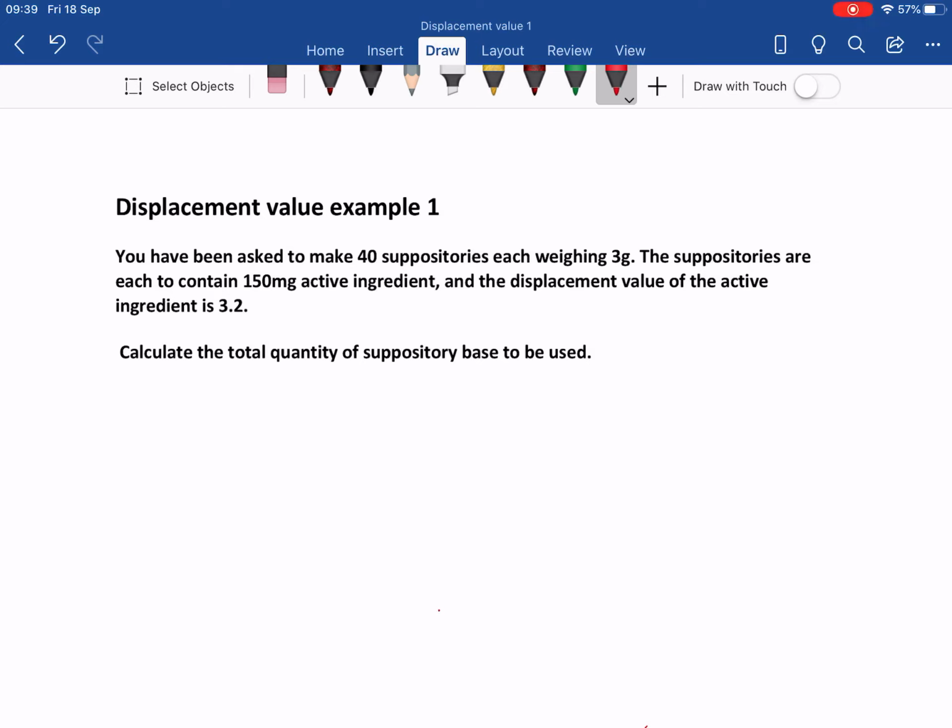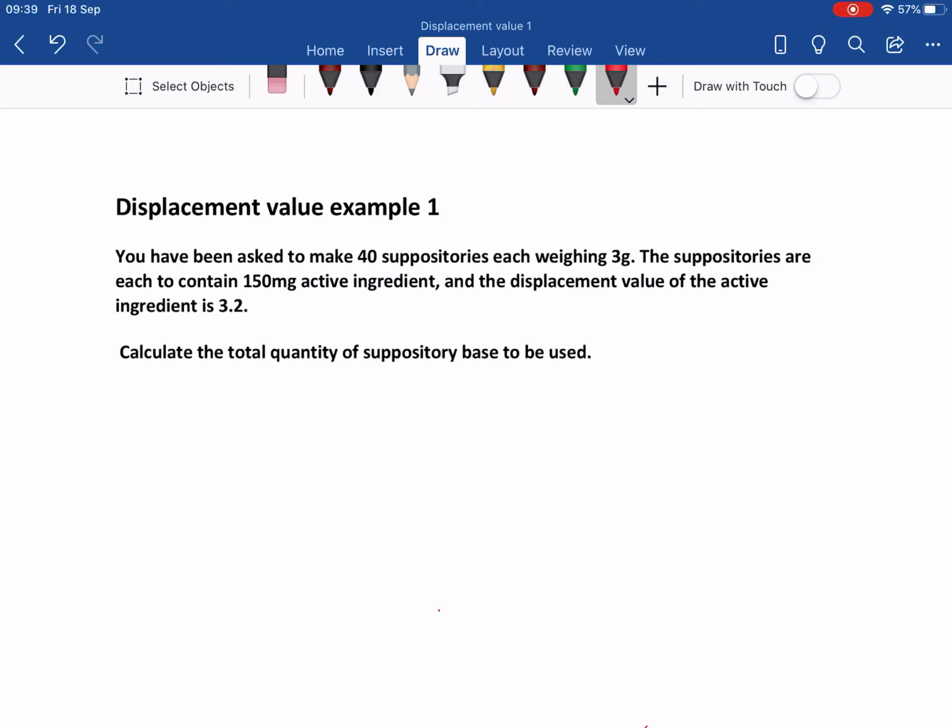You have been asked to make 40 suppositories, each weighing 3 grams. The suppositories are each to contain 150 milligrams of active ingredient, and the displacement value of the active ingredient is 3.2. Calculate the total quantity of suppository base to be used.